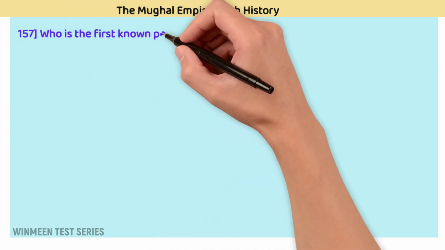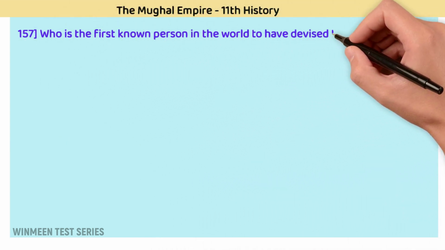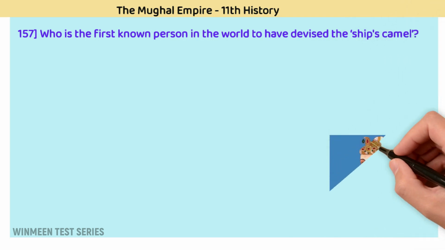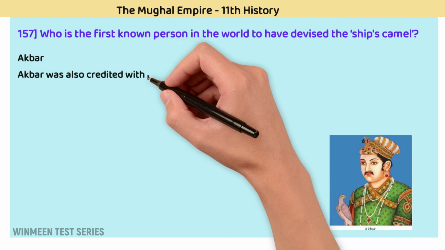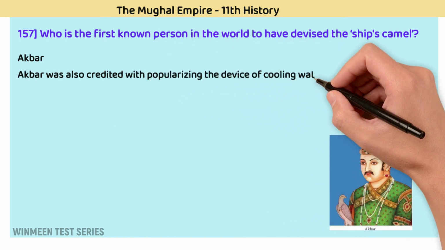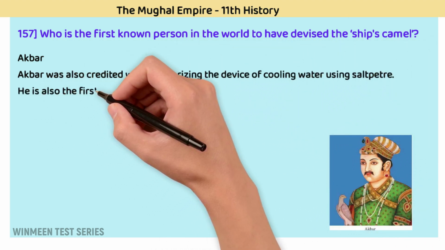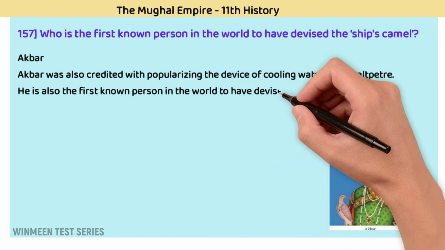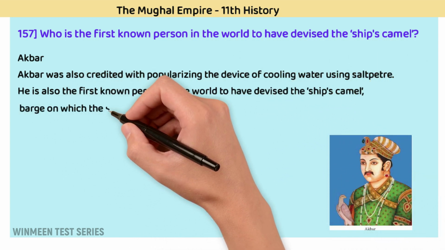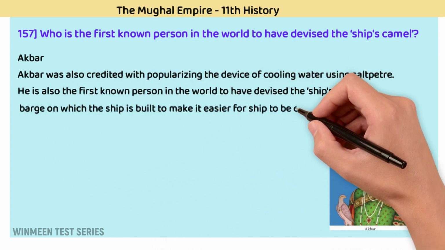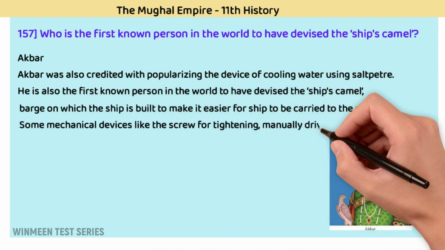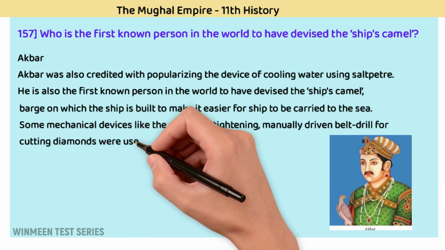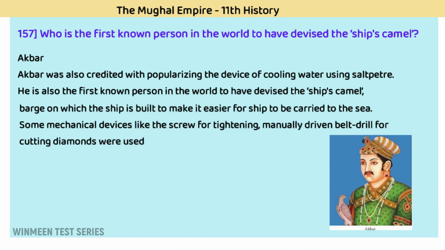Question number 157. Who is the first known person in the world to have devised the ship's camel? The answer is Akbar. Akbar was also credited with popularizing the device of cooling water using saltpeter. He is also the first known person in the world to devise the ship's camel, a barge on which the ship is built to make it easier for the ship to be carried to the sea. Some mechanical devices like the screw for tightening and the manually driven belt drill for cutting diamonds were also used.